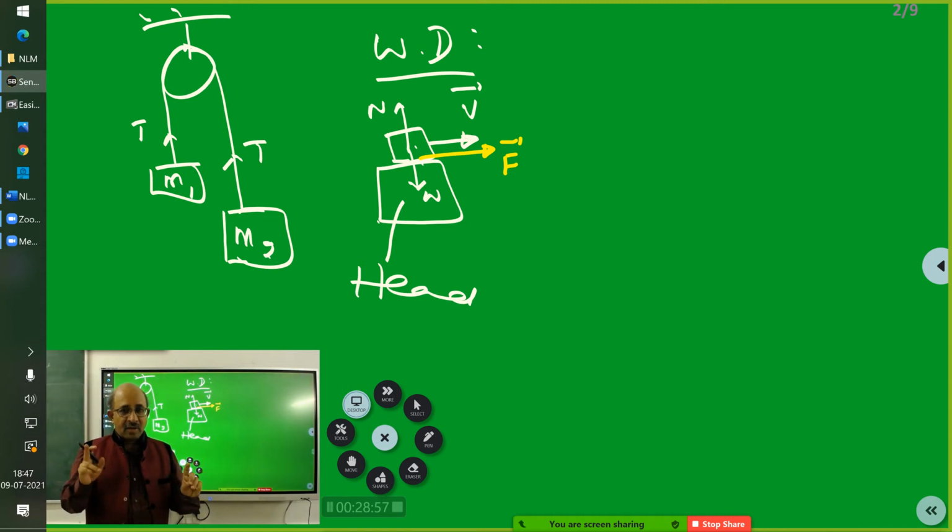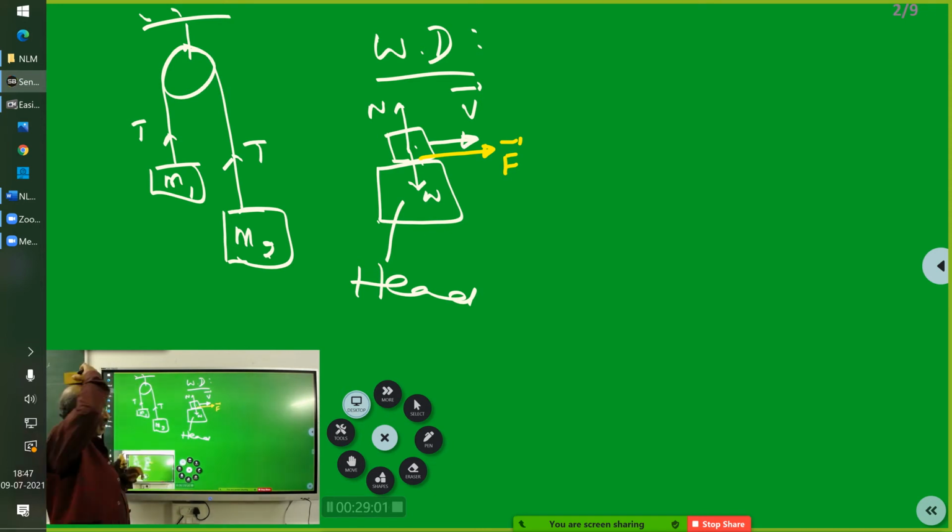Yes, sir. Okay, so at the instant the friction was there, right? At that instant the friction is there. But now, is there any friction?